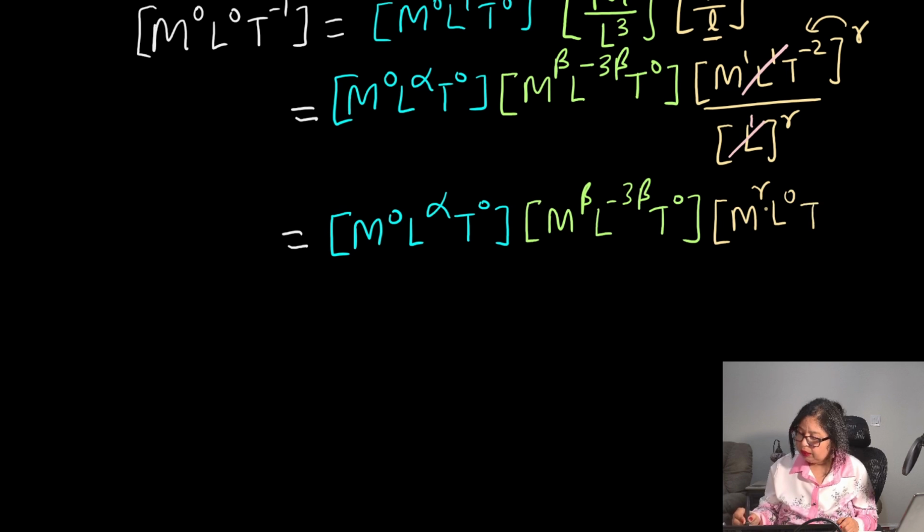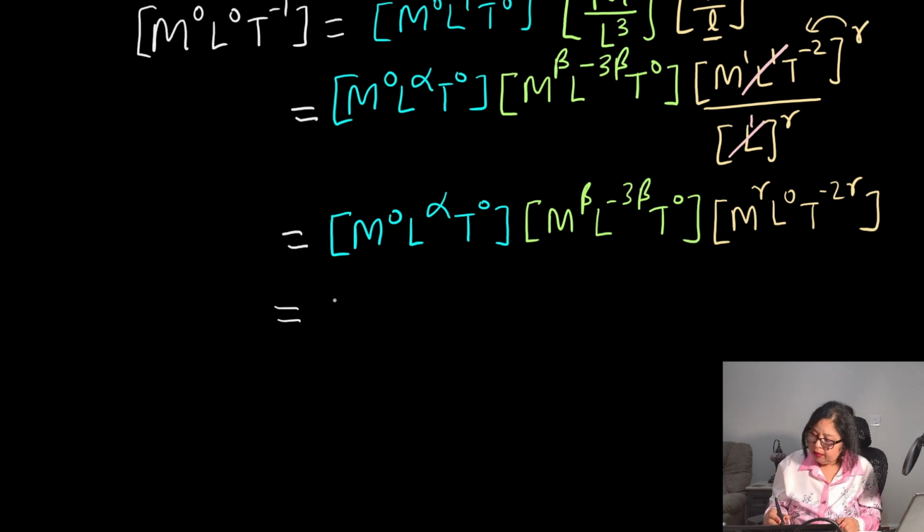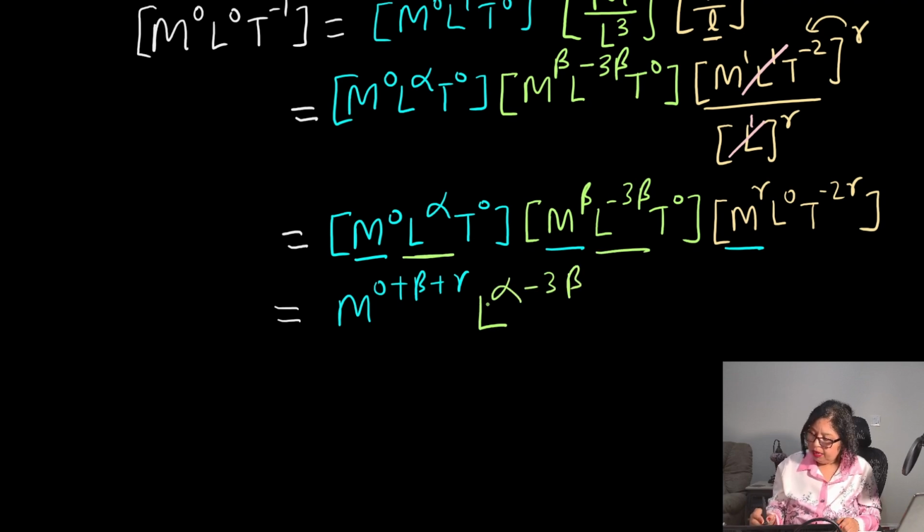L0, T is minus 2 times gamma, is minus 2 gamma. Now let's combine all the factors of this M here. M to the power 0 plus beta plus gamma. Then I have L to the power alpha minus 3 beta, and here is plus 0. We don't need to write 0, but just to show it to you, I'm writing it. T to the power 0 plus 0 minus 2 gamma.